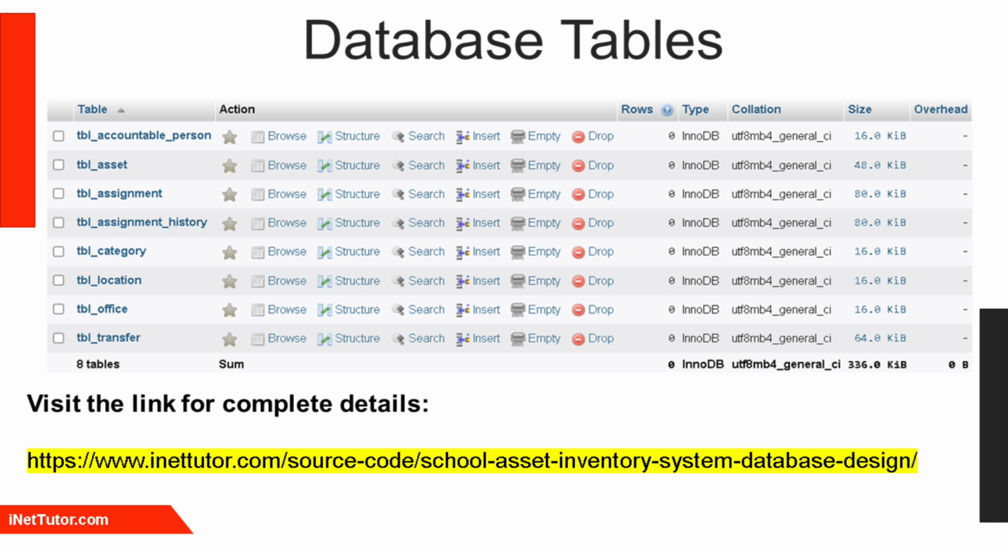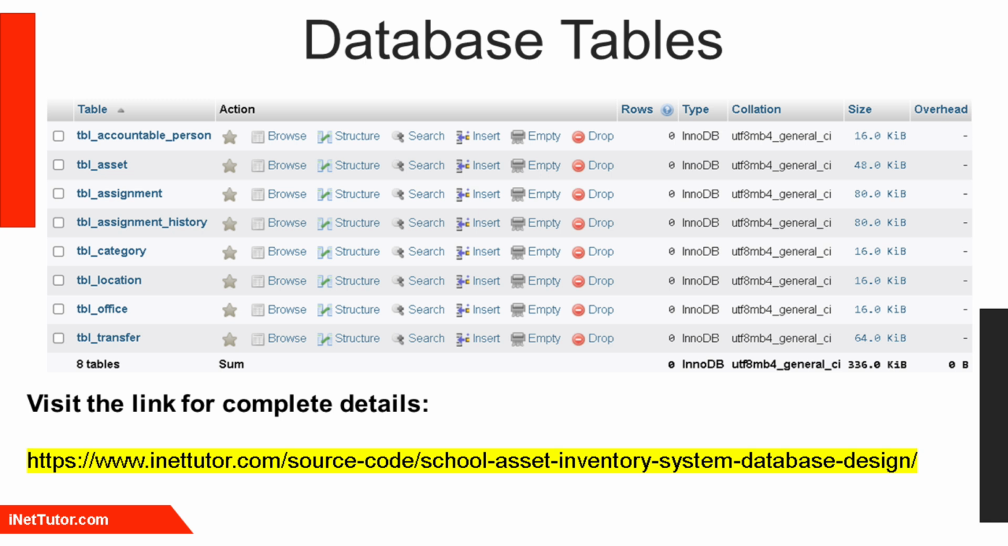The school asset inventory system consists of several key tables that streamline asset management. The TBL_category organizes assets into groups like electronics or furniture, while TBL_office stores details about departments responsible for those assets. The TBL_location tracks where assets are stored, such as classrooms or storage rooms.